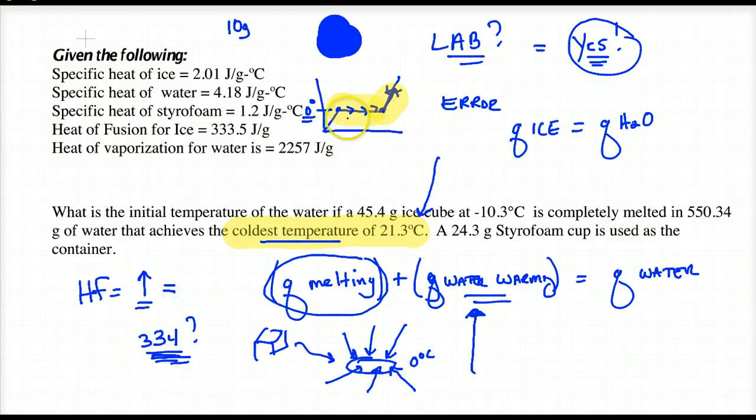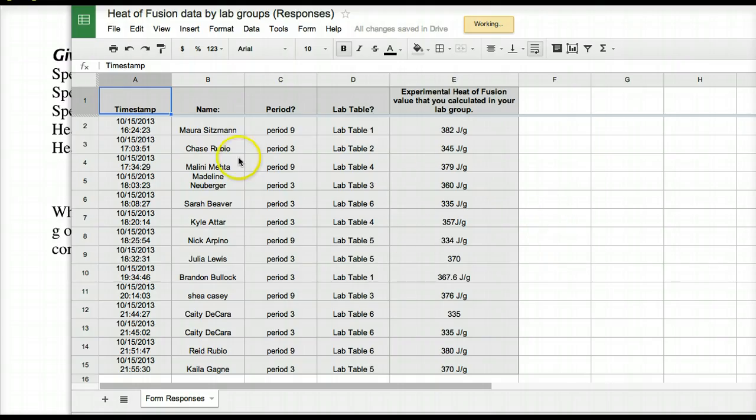If our ice cubes are below 0, there'd also be some extra energy we added to heat them up to their melting point temperature first. Let's go see the data you collected, since I asked you all to respond in a form. Okay, so clearly, if you look carefully, I have some people who responded in all lab tables, and we have 382, 345, 379, 360, 335, 357, 334, 370.